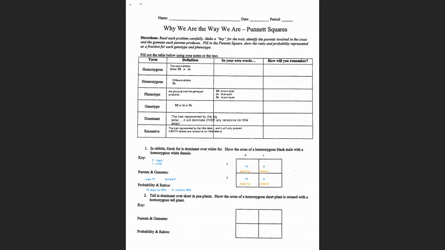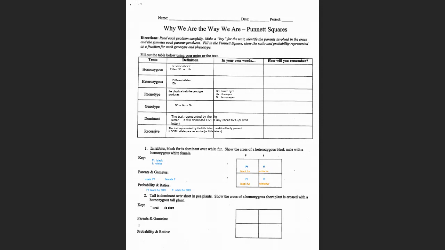They're telling us that our parents, we have a homozygous short plant. What does homozygous mean? It means they're the same, and since it's short, that means it's recessive, right? So homozygous recessive. So that would be one parent is little t, little t. And then it's crossed with a homozygous tall plant.